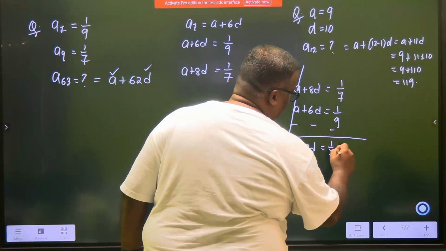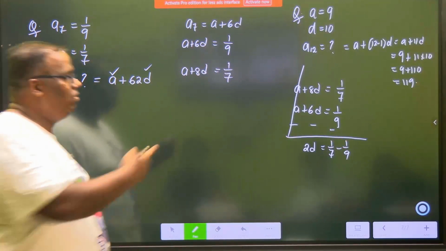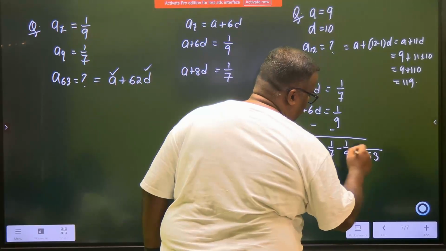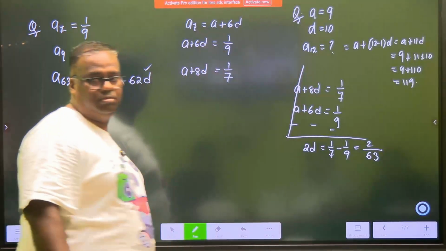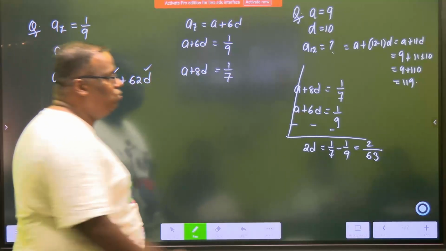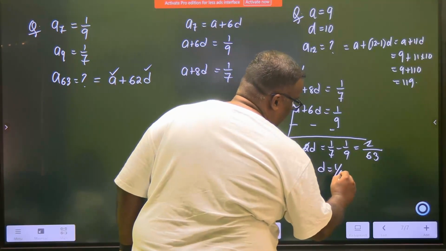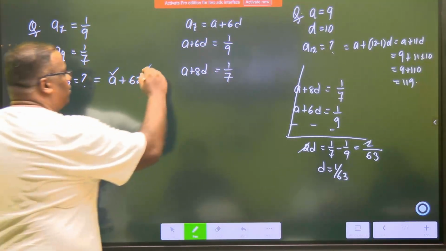1 by 7 minus 1 by 9. Did you understand this calculation or not? Can you solve this? 7 and 9 makes it how much? 63. And 9 minus 7 should give you how much? 2. Right? This 2 will finally cancel this 2. So D is equal to 1 by 63. D मिल गया हमको. This we have found out.